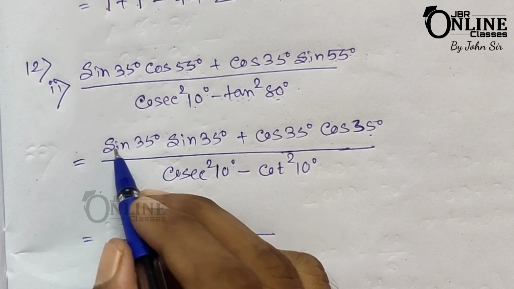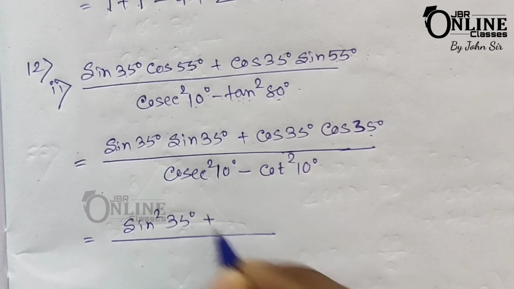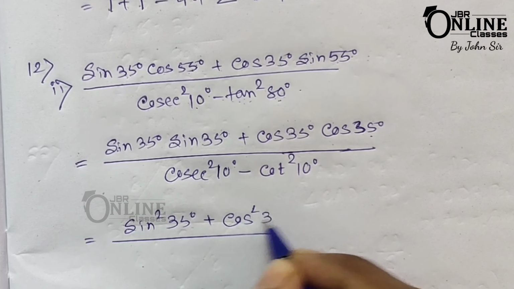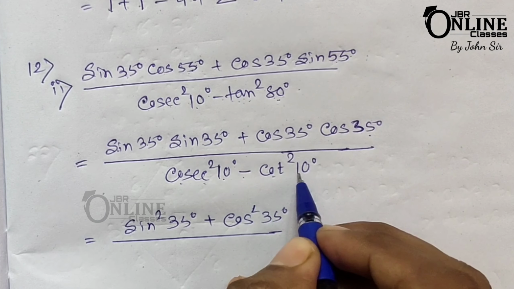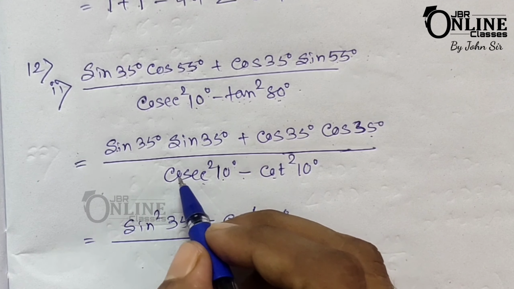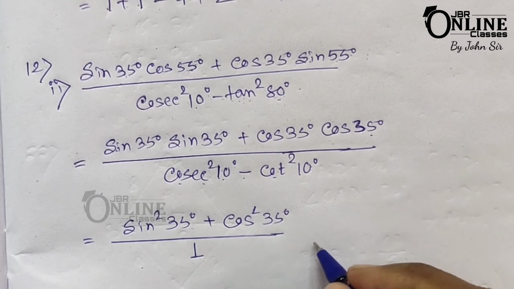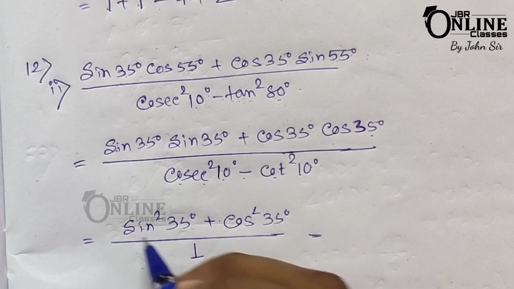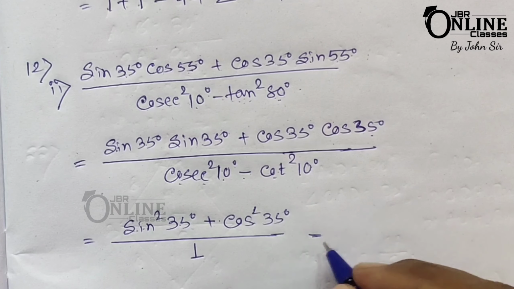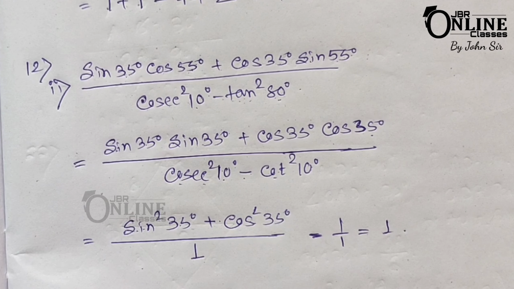Now in the numerator sin 35 becomes sin square 35, here cos square 35, and here cosec square 10 minus cot square 10. That means here you can apply the formula cosec square theta minus cot square theta, and that equals 1. Now the upper one, sin square 35 plus cos square 35, that means sin square theta plus cos square theta, that equals also 1. So 1 by 1, so the final answer is 1.